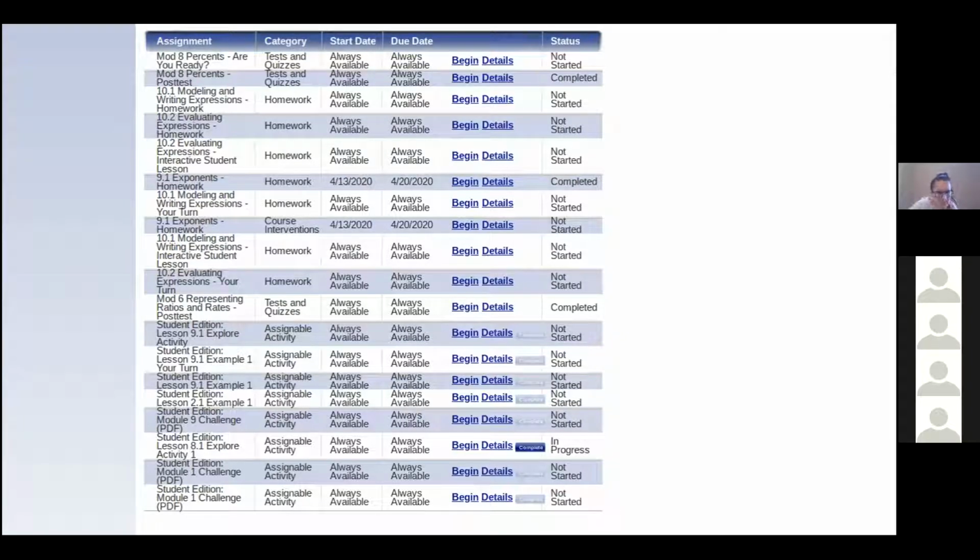9.1 explore activity. Oh, he's so cute. What's so cute? Natalie's looking at bunnies in her front yard. Okay, all right, we're going to stay focused on math though, crazy pants.